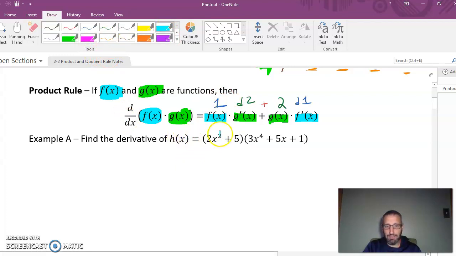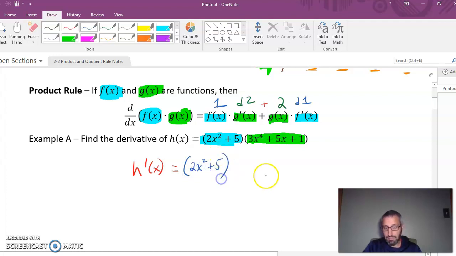All right, in example A here, I'm given h of x, and I'm asked to take the derivative. All right, and I'm going to highlight again. That's what I'm going to treat as 1, or the first function. And that's what I'm going to treat as 2, the green function. All right, so let's go ahead and try it. I'm going to start with derivative of h of x is h prime of x, okay? H prime of x equals, and now let's go through and do it. 1 d2 plus 2 d1. So when it says 1, it's the same function, right? We haven't done anything to it. So when we do 1, we're just copying the first function. We're just going to copy 2x squared plus 5x, and I'm going to leave it in parentheses.